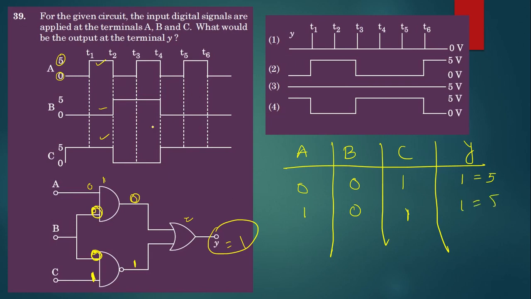Two consecutive pulses are giving high output. So only option 3 is the one where the first two consecutive pulses are giving high output. So option 3 is the correct one. Let's move on.